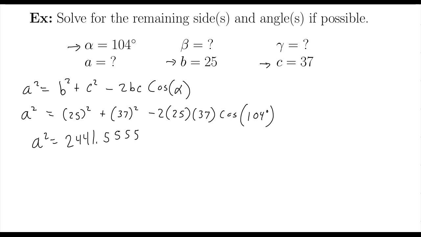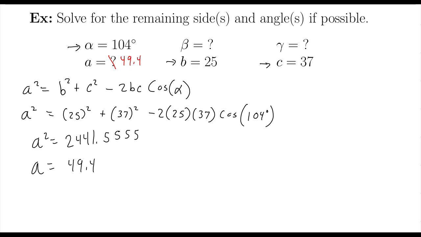2,441.5555. Square root of that is 49.4. So side A is 49.4. Okay, good. So now I have my three sides. Now let's try to find these angles.